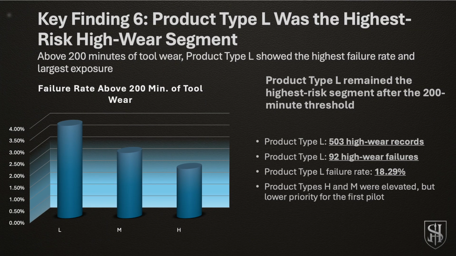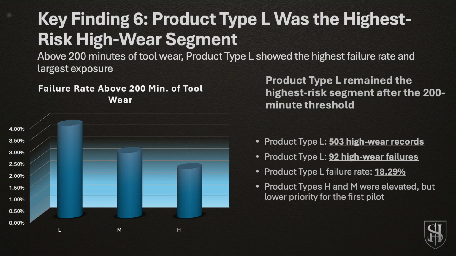The previous finding showed that failure risk increased sharply once tool wear reached 200 minutes or greater. This slide takes the analysis one step further by asking which product type had the greatest risk inside that high wear group. The results show that product type L had the highest high wear failure rate. Among machines with 200 minutes or more of tool wear, product type L had 503 high wear records and 92 failures. That produced a high wear failure rate of 18.29%.